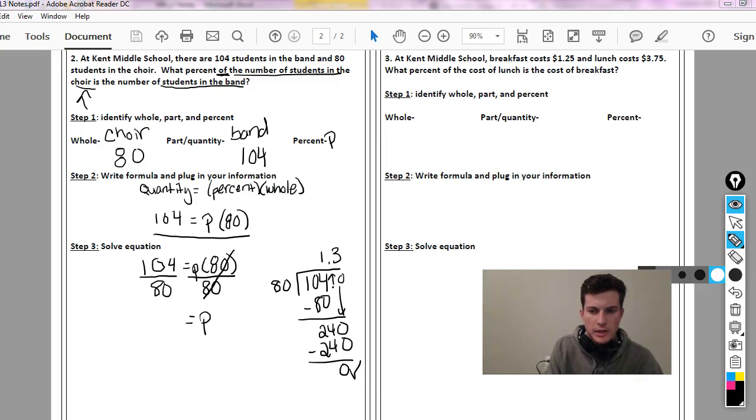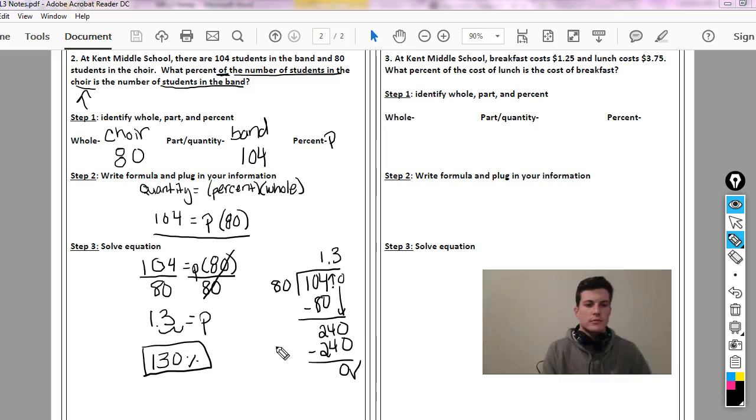So what that tells me is 1 3/10 equals P. What is that as a percentage? Remember, you would move the decimal place 2 to the right, and we would get 130%. Go ahead and complete number 3 and check your work against the key. Great job.